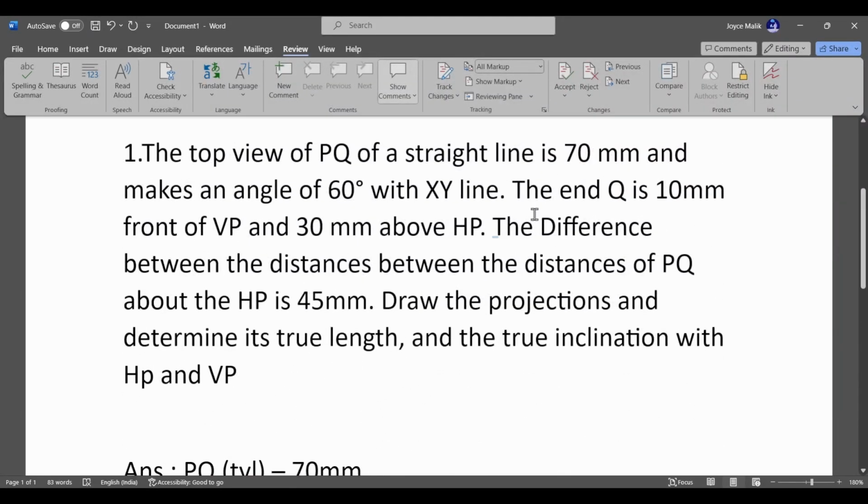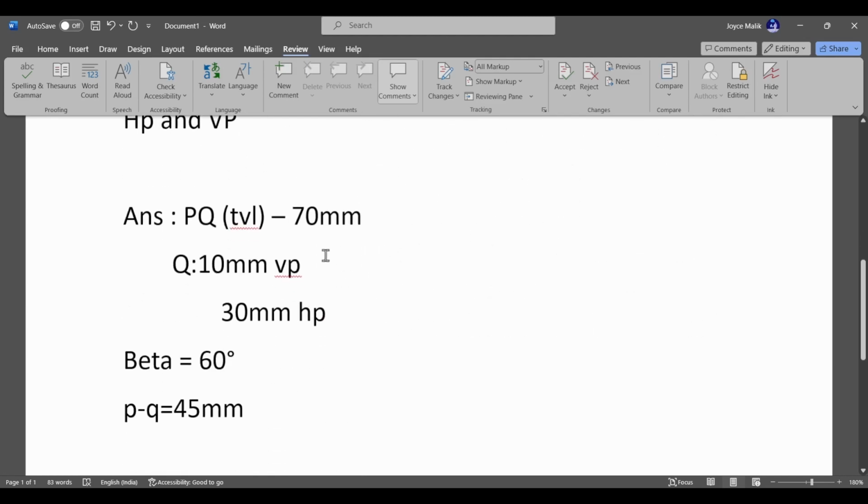The end Q is 10 mm in front of VP and 30 mm above HP. So Q is 10 mm in front of VP, and 30 mm above HP.